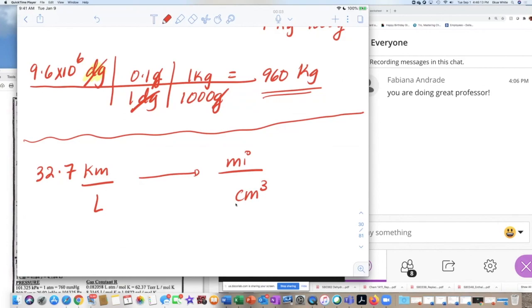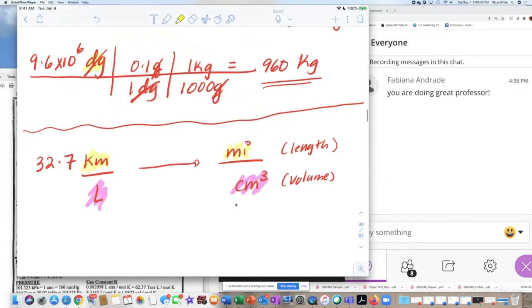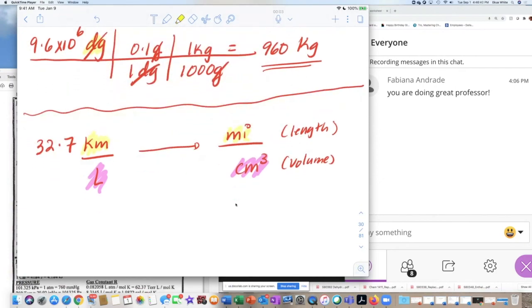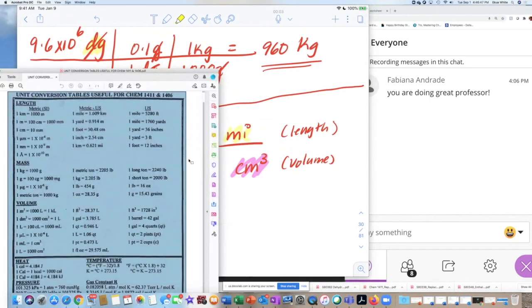The way you work this out, we recognize we have a complex measurement, right? The top part, which I'm going to highlight, kilometers, miles. These are both length. Bottom part, liters, centimeter cubed. These are both volume. For that reason, we will go to our length part and get a length conversion that relates the yellow parts together, okay? So I'm going to go to length. This is why I had this stuff over here, okay?